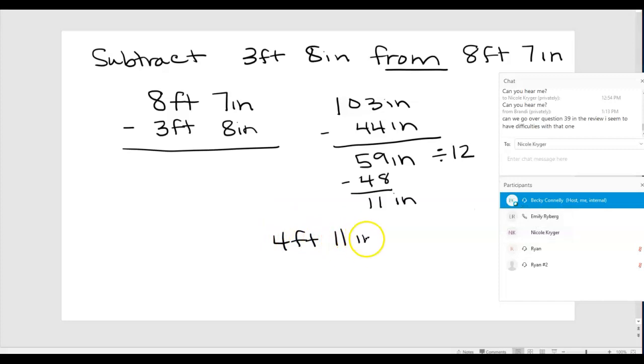Yeah. So that works on that. I mean, because otherwise you're going to end up having to borrow, and sometimes people don't like doing that, like borrowing 12 inches from the 8 feet so that you have a bigger inch to do there. But yeah, you can always just change them all to inches or whatever it might be, and then divide like that. So that's great.